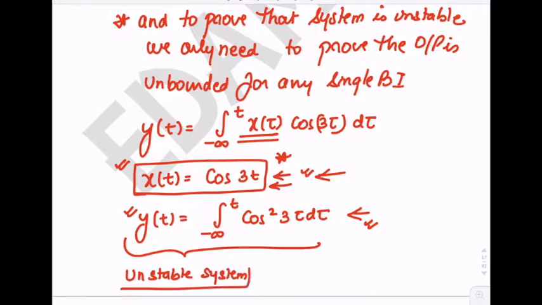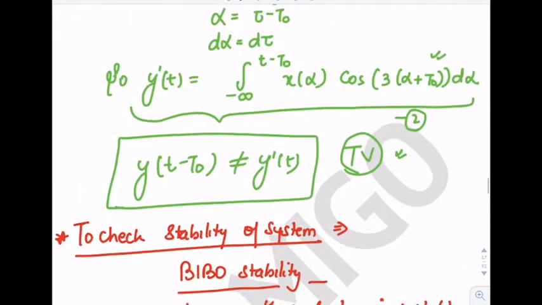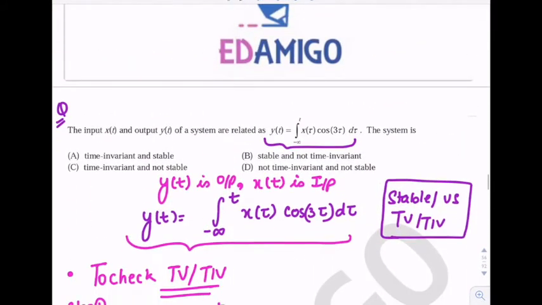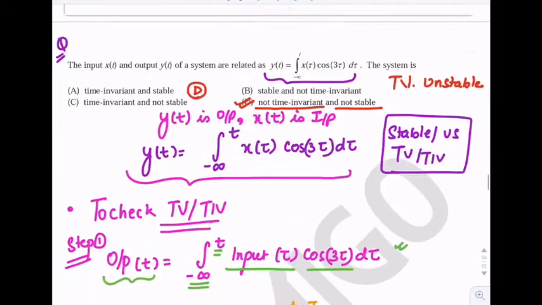Okay? Unstable system, okay? So we can say that it is time varying and unstable, okay? So it is non-time invariant and non-stable. So D is the correct answer to the question.